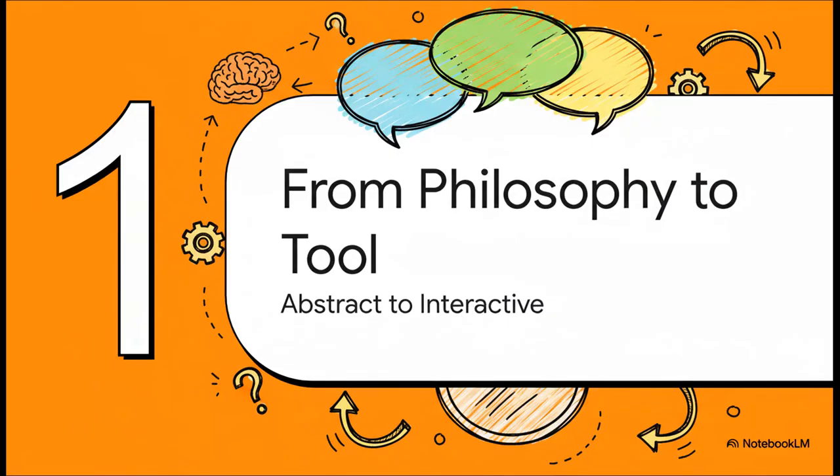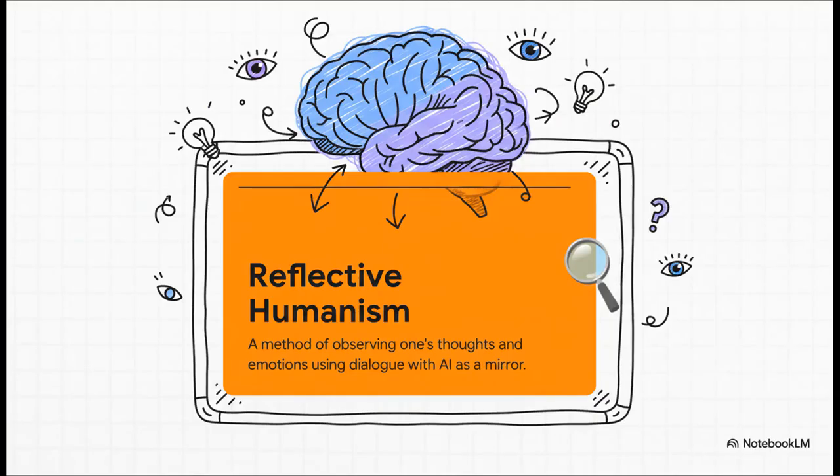Okay, so first up, let's quickly go over the big idea behind this bot before we really get into the nuts and bolts of how it works. Right. So the philosophy at the heart of all this is called reflective humanism. Now, we've covered this in other explainers, but the quick version is this. It's all about observing your own thought processes. And the key is using AI as a kind of mirror, not as an oracle with all the answers, but as a way to get a clearer look at how your own mind works.